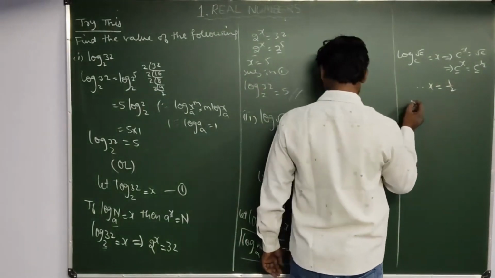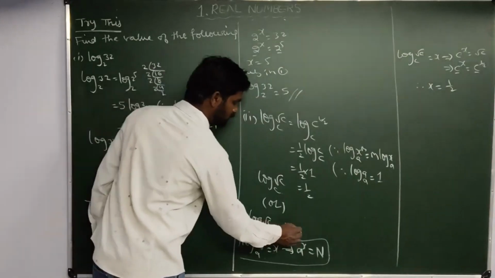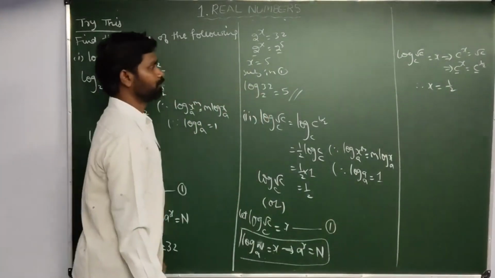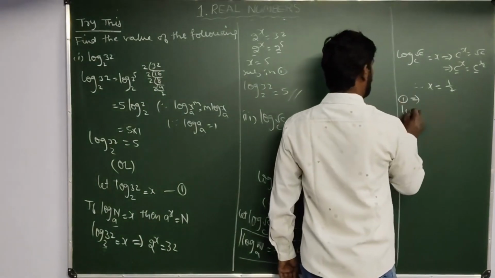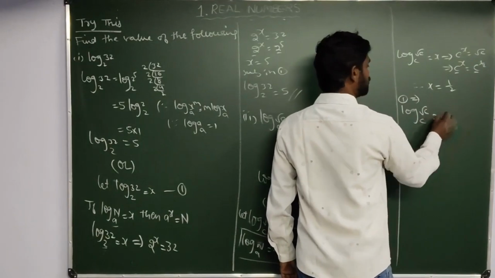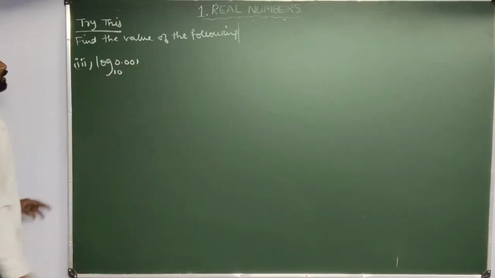So what is equation 1? Equation 1 is nothing but we consider log root c base c is equal to x, no? So from there we can write that log root c base c is equal to x, and the x value is 1 by 2. That is the answer. Next question.